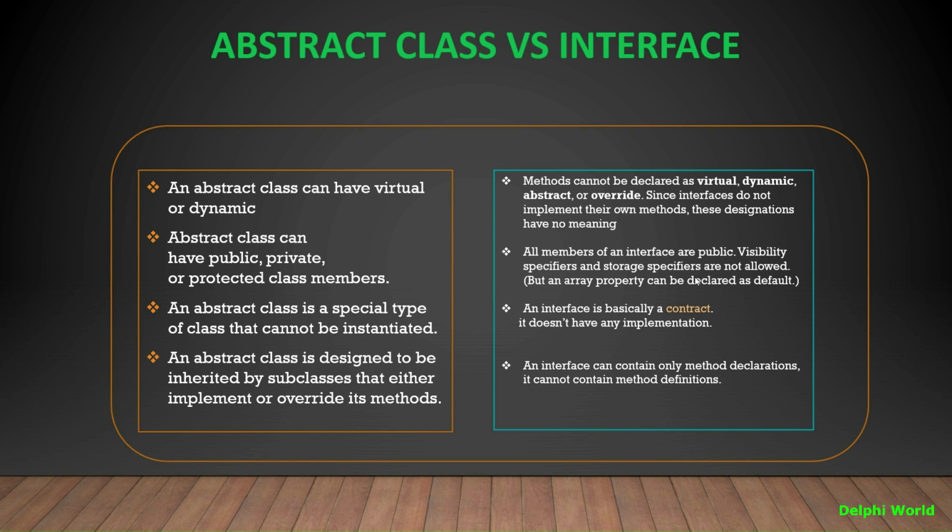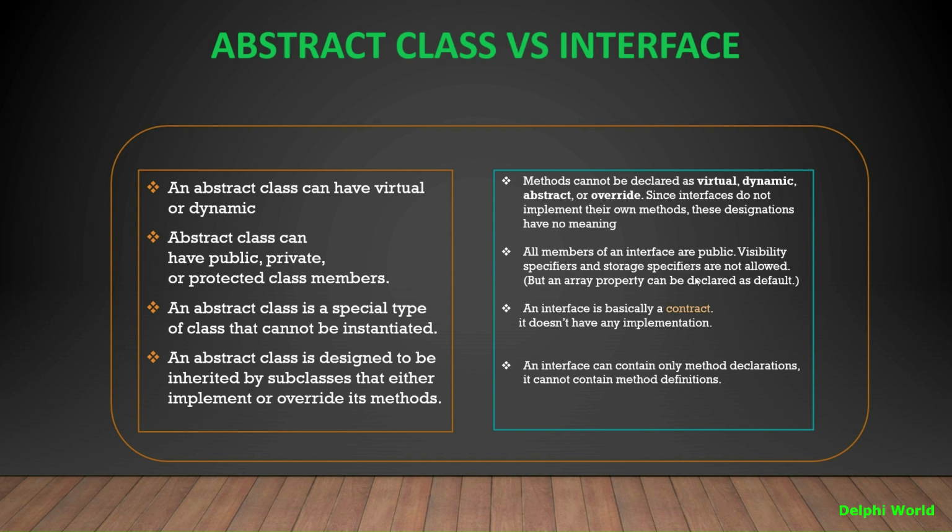An abstract class can have virtual or dynamic methods. A method in an interface cannot be declared as virtual, dynamic, abstract or override, since interfaces do not implement their own methods, so these designations have no meaning. But in an abstract class we have virtual or dynamic methods.